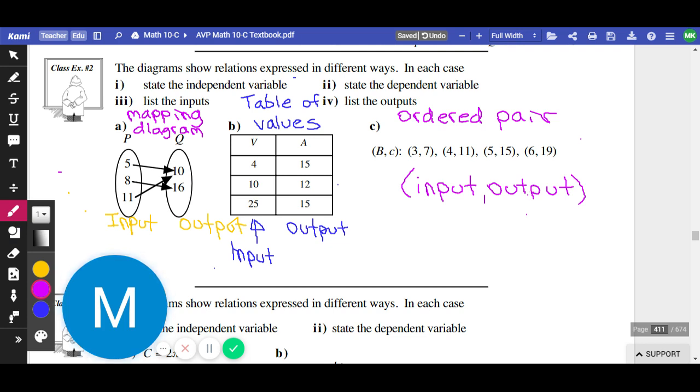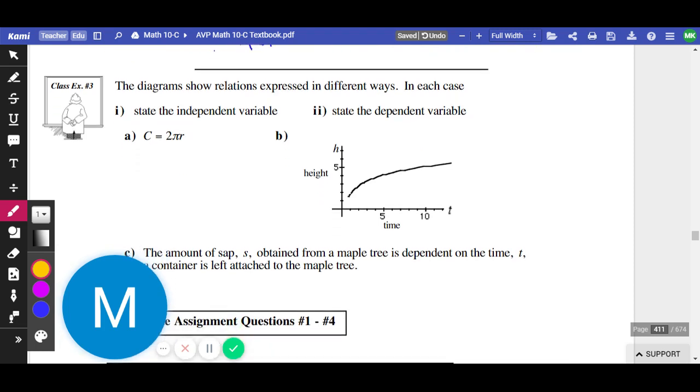So in this case, the inputs are 3, 4, 5, and 6. The outputs are 7, 11, 15, and 8. The second numbers in each ordered pair. Not bad, right? Hopefully. Just boring definitions, not very exciting.